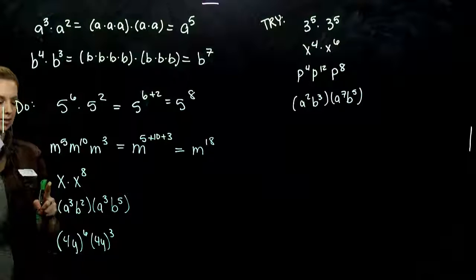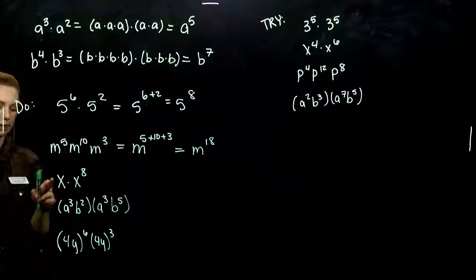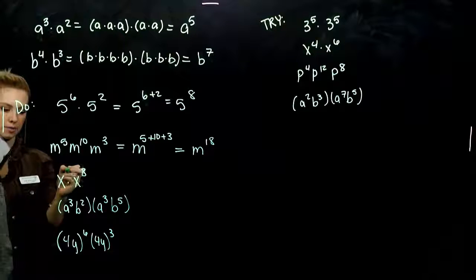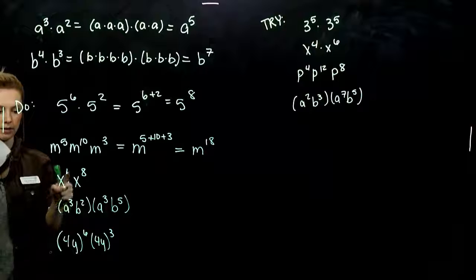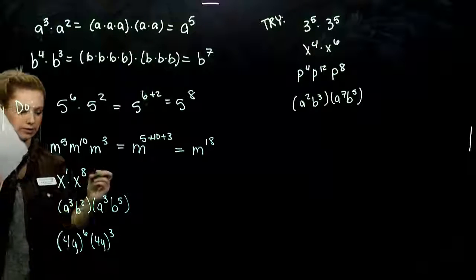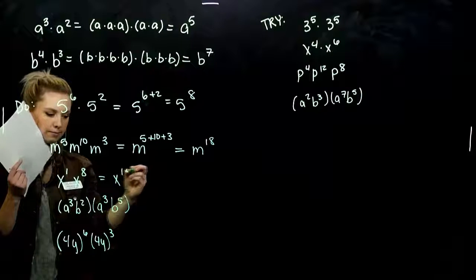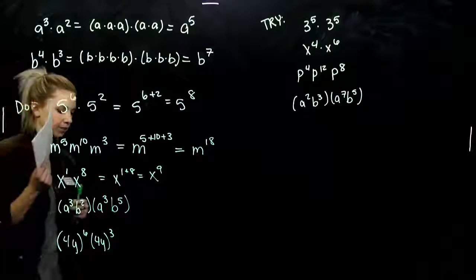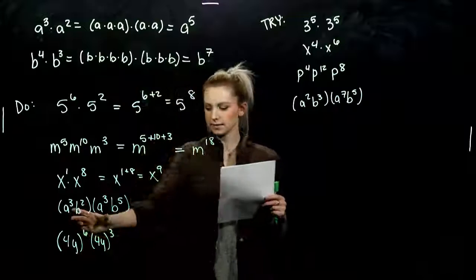For part C, what is my power on that first term? What is the power on x right now? Unspoken, 1. Anything raised to 1 is itself. So, how many factors do we have here? Got 9 altogether.